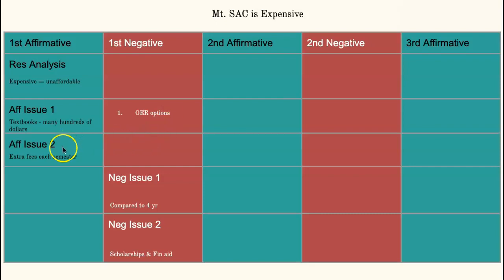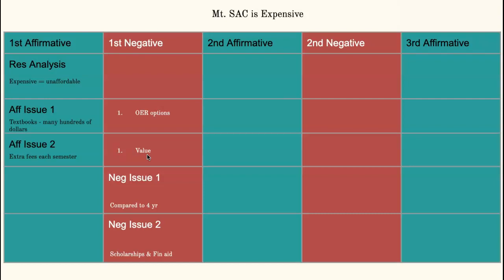Then I would move on to the affirmative issue 2. The debater said extra fees each semester. So they said there's extra fees each semester, but I say those are valuable. While you may be spending a little bit of money each semester on fees, you're getting a great return for those. For example, you might be paying a little bit of money each semester for the student health center, but being able to go in and get health care at Mount SAC is way cheaper than having to buy it separately. So therefore, those fees are of value. It's not showing that it's too expensive. And then I would sit down.